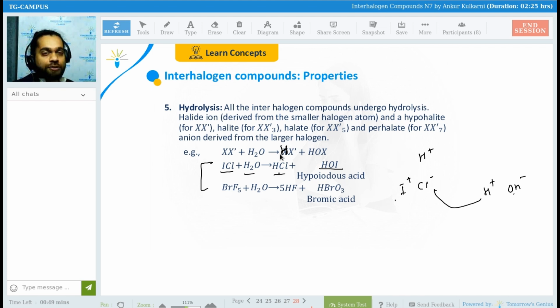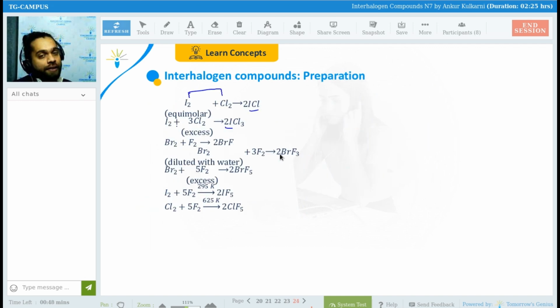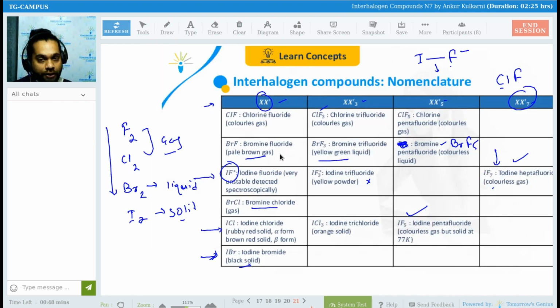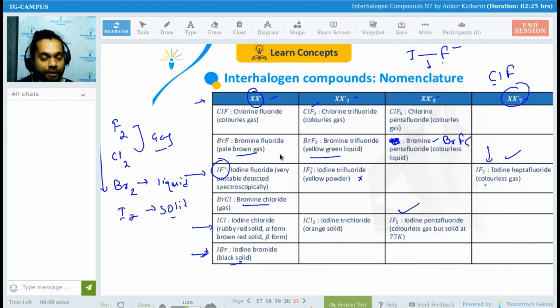If you notice, when we wrote IF over there in the table, there was a star on it. Why is it so unstable? First is due to size and due to electronegativity difference. Fluorine is highly electronegative. Iodine is electronegative, but not as much as fluorine. So yes, it can undergo hydrolysis, but it is so unstable that it is very hard to detect. But logically thinking, yes, it can undergo hydrolysis.